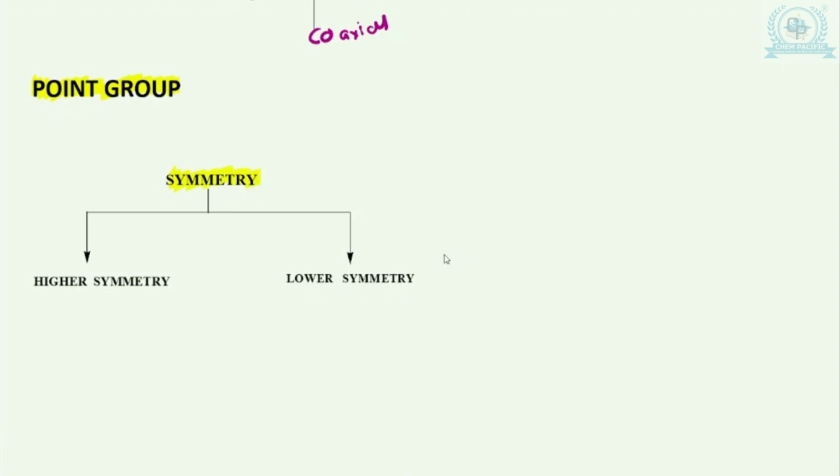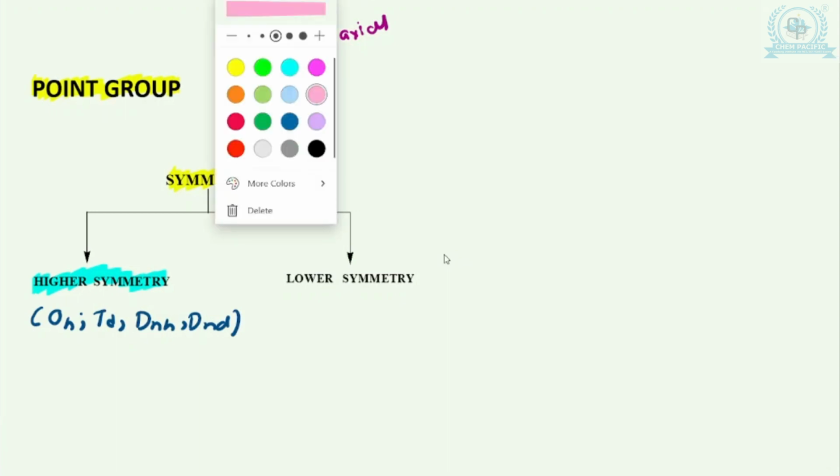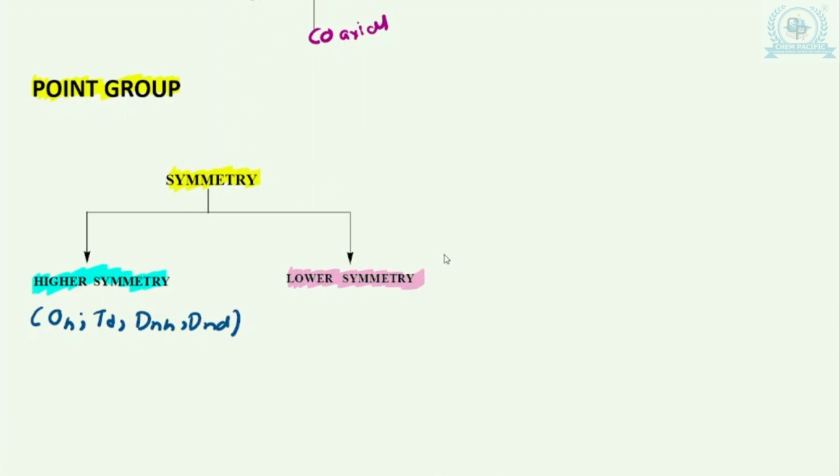One is of higher symmetry. When it is of higher symmetry, it means we are considering the symmetries of octahedral, tetrahedral, D_nh and D_nd. And the other is of lower symmetry, and when you're considering the lower symmetry, you have C_nv, C_s and C_n.